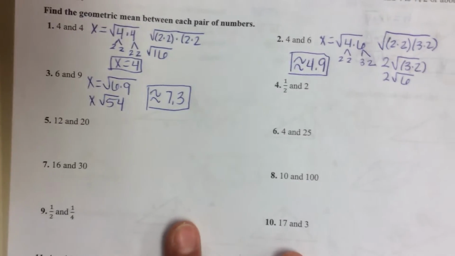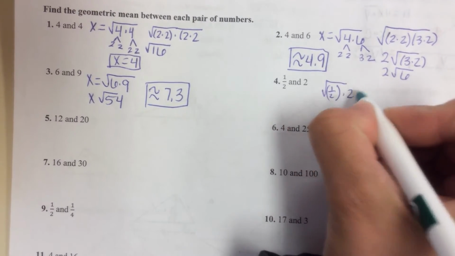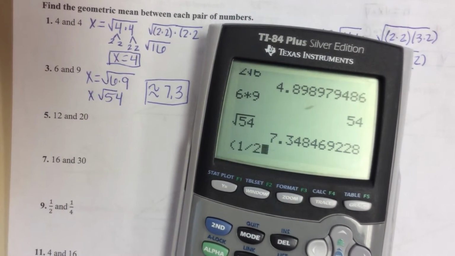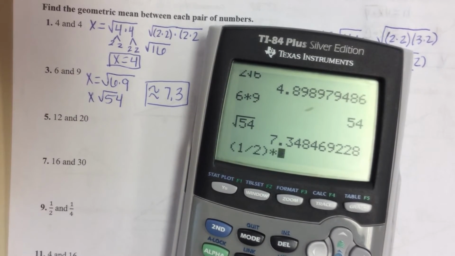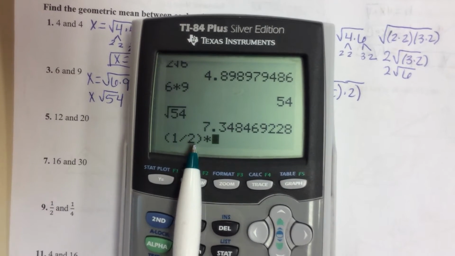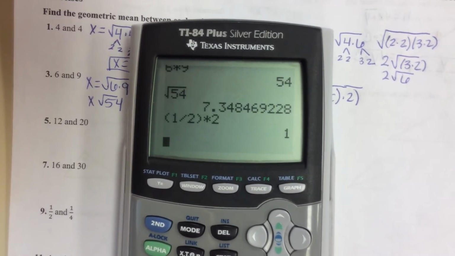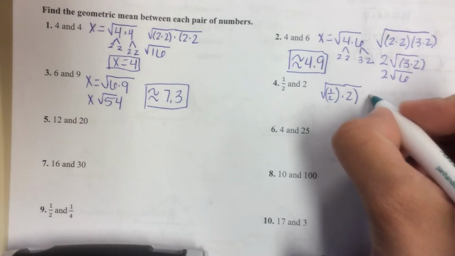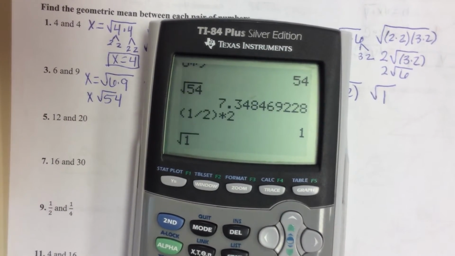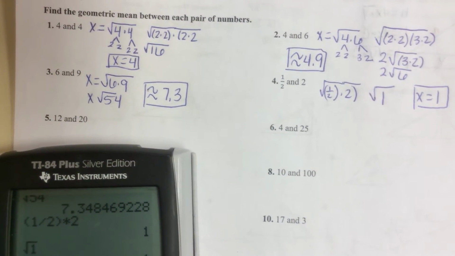Do the same thing here. Square root of 1/2 times 2. Type it in. When you're doing fractions, make sure to use your parentheses so that it doesn't multiply just this 2, or divide just one number. 1/2 times 2 gives you 1. The square root of 1, most of you should know, is 1, but if you don't, type it in, and it gives you 1. So x is equal to 1 on number 4.